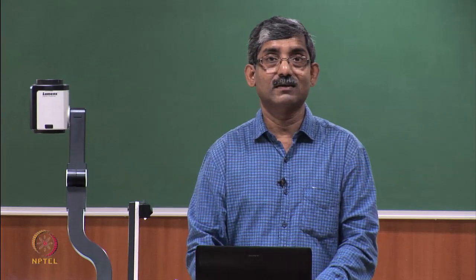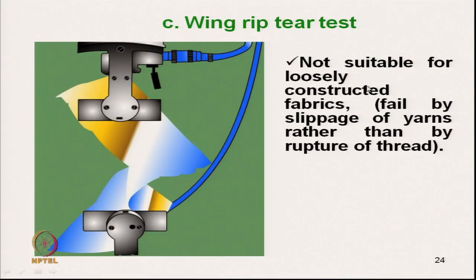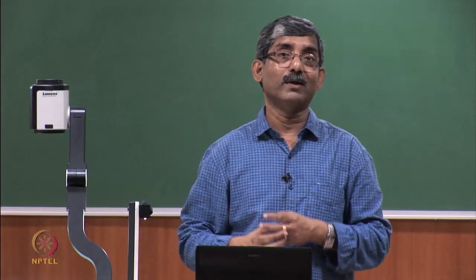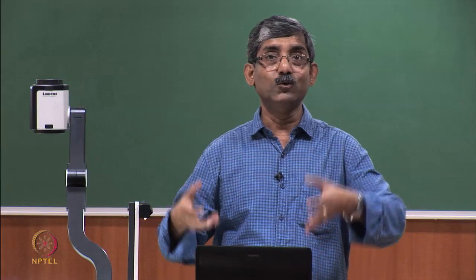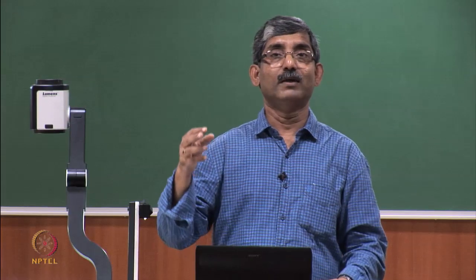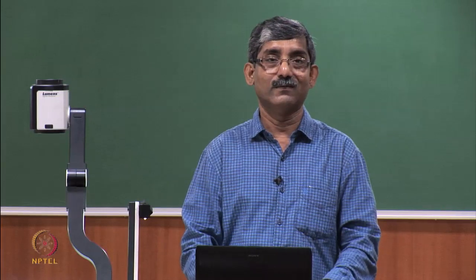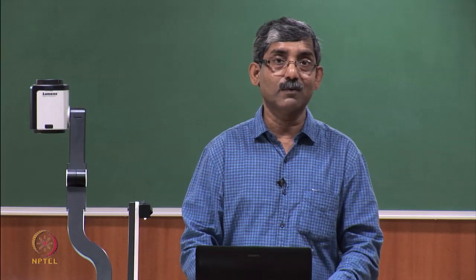Okay. The wing rip test for technical textile is not suitable for loose structure, that is the disadvantage here, because due to the arrangement which I have shown here, yarn sliding takes place. In the other test yarn sliding is not that prominent, but if the fabric structure is loose, the yarn will slide past, and instead of tearing it fails with the slippage of yarn. So, that is the main disadvantage of this type of testing.